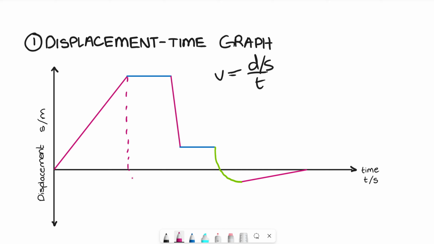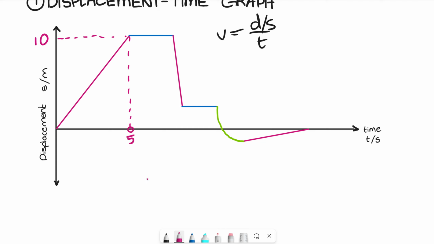So say at this point the time is 5 seconds have passed, and my displacement right here is 10. So do a bit of basic math. We do rise over run. Our rise is 10, our run is 5, so our gradient is 2. In other words, what we've just done right here is 10 is the displacement, 5 is the time, so we've done d over t, which is speed or velocity in this case, since it's displacement.